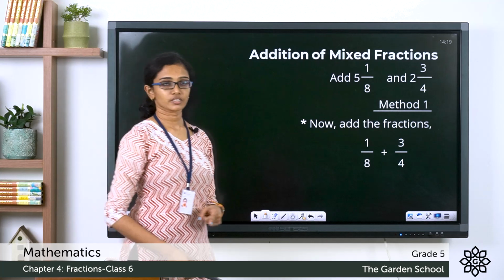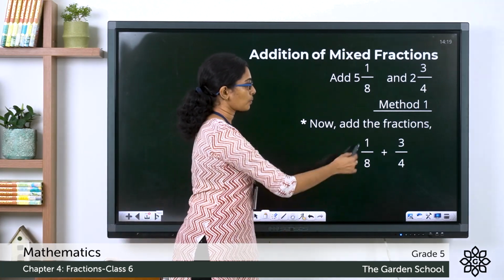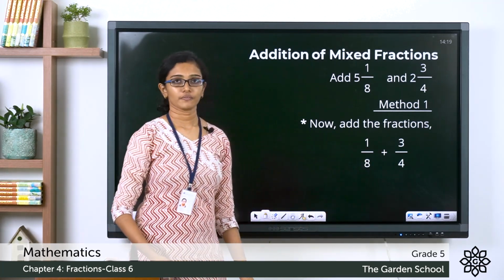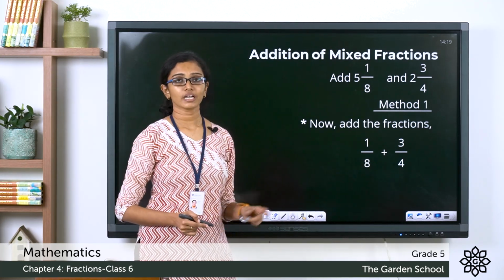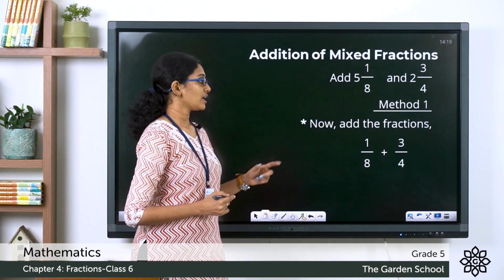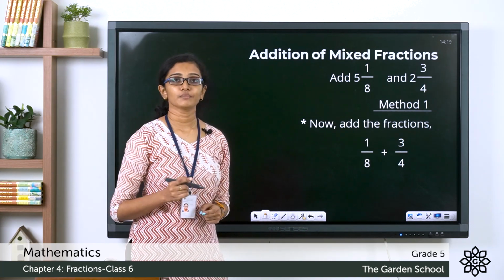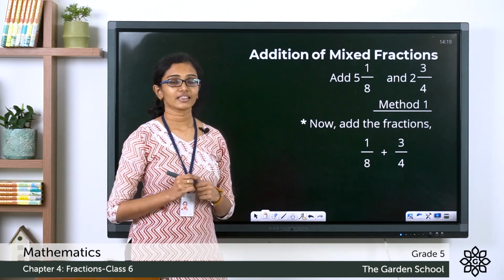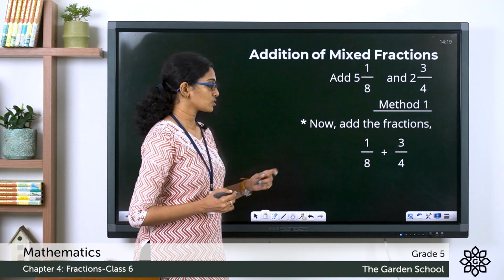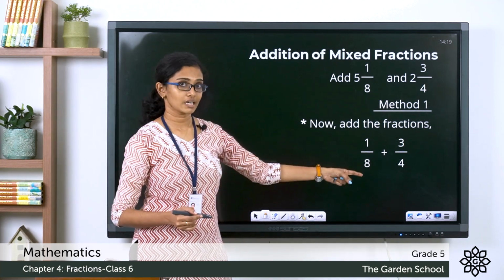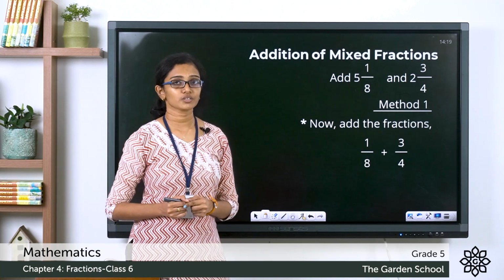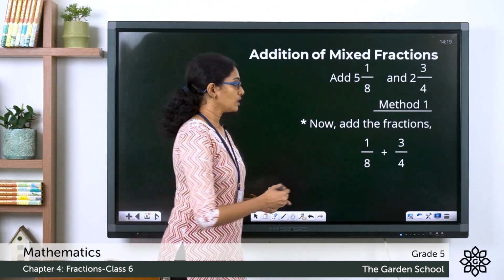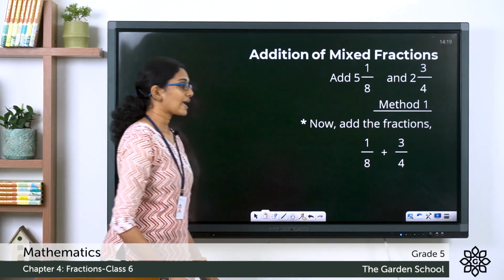Now let's add the fractions. The fractions are 1/8 plus 3/4. Now look at these fractions. They are unlike fractions with different denominators. We have to first convert them to like fractions and then do the addition. To make them like fractions, we have to change their denominators, right? So how can we do that? The easiest way is to find the LCM. So let's find out the LCM for 8 and 4.